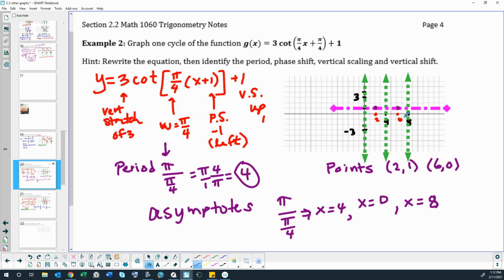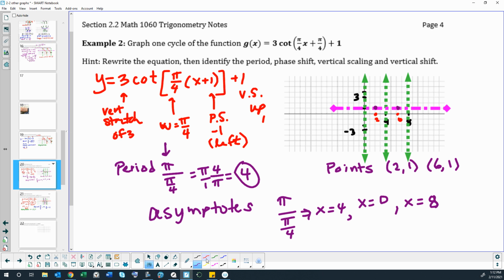The reason I know that they're at 2 and 6 is because they're halfway in between the asymptotes, which are 0, 4, and 8, right? Oh, and I wrote a 0 instead of writing the 1 because I was trying to talk about something else at the time. Okay, so we have those points. Now I wanted to talk about the stretch.